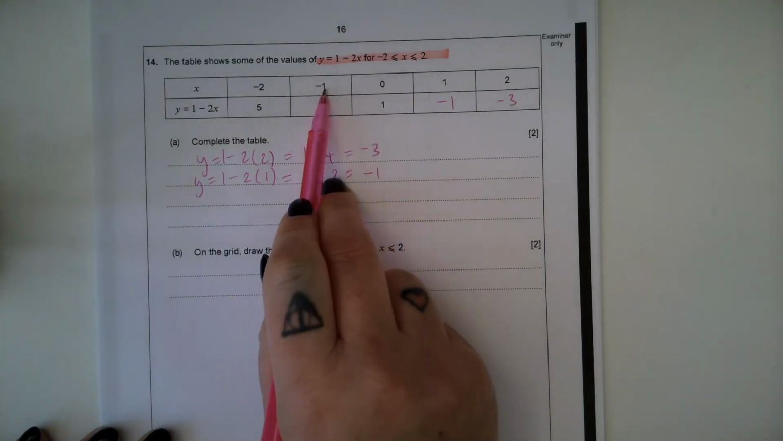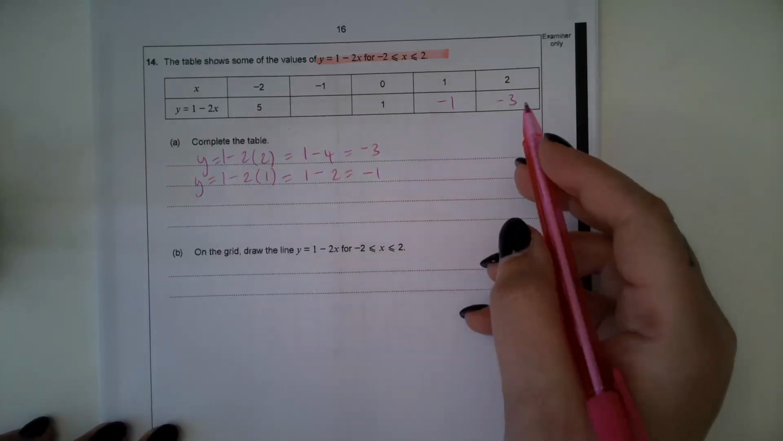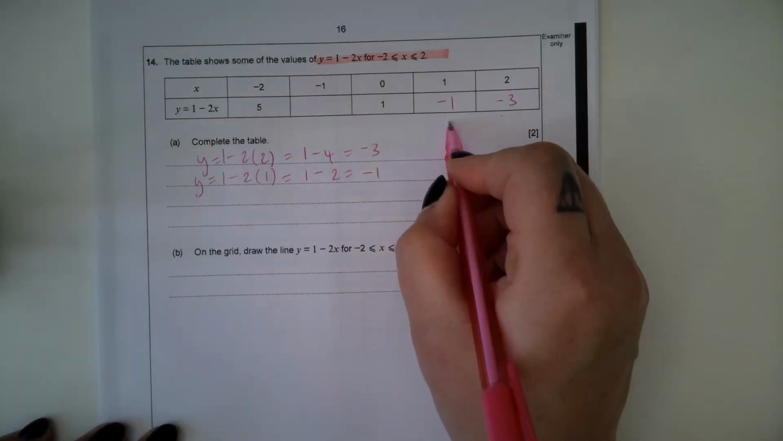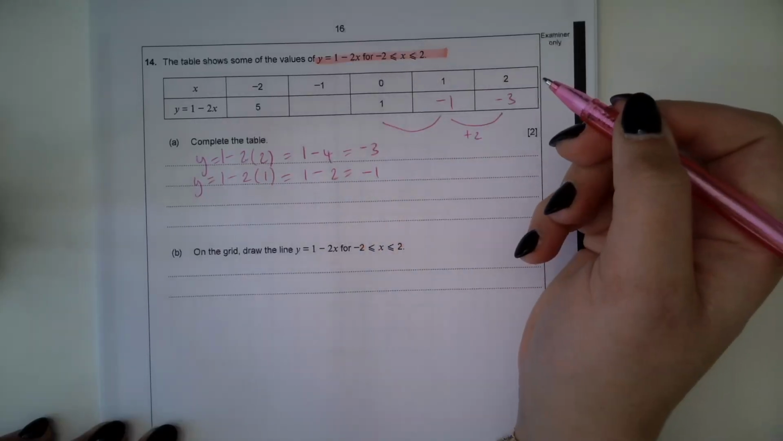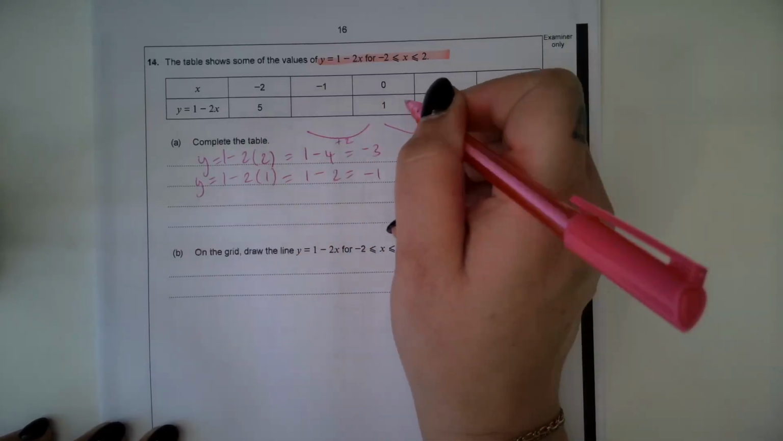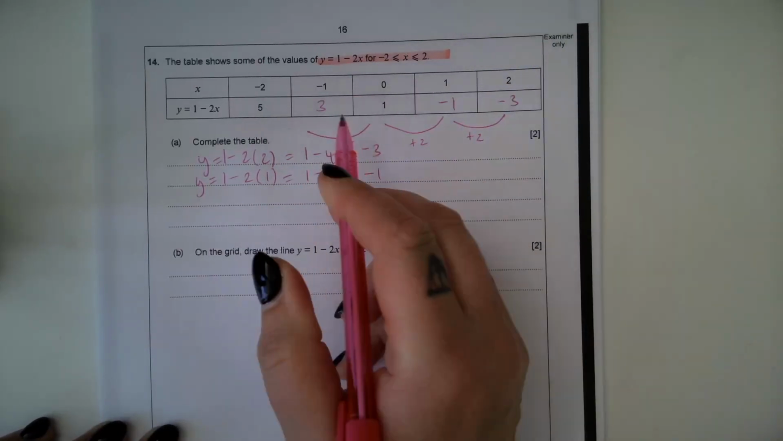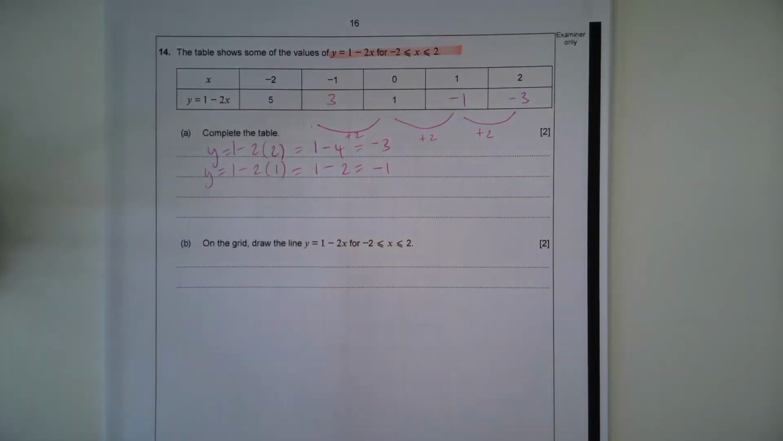And then I'm going to do the same with -1. Or we can look at this like a sequence because it's a linear graph, okay, guys? So to go from -3 to 1, we're adding 2. From -1 to 1, we're adding 2. So if I go this way and add 2, 1 plus 2 is 3, and then 3 plus 2 is 5. So I've completed the table.